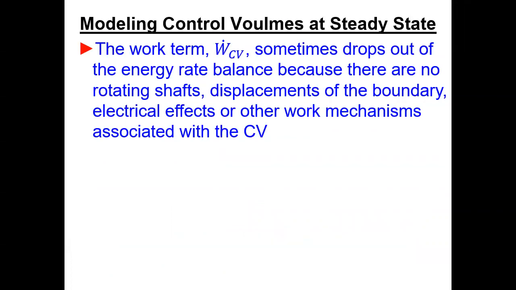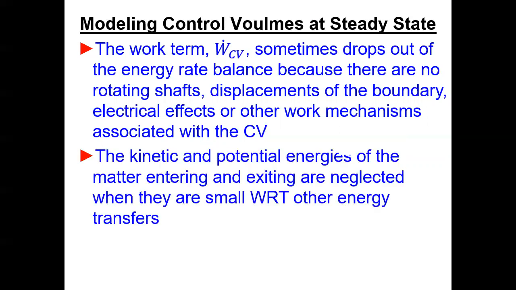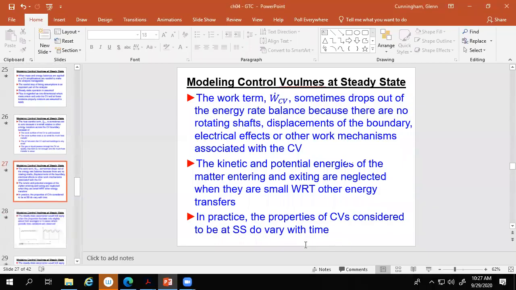Anyway. Okay, let's see. The work term W_CV sometimes drops out of the energy rate balance because there are no rotating shafts, displacements, boundary, electrical effects, or other work mechanisms. Well, if you don't have any work going on, you probably should drop the work term out. That's pretty common sense.